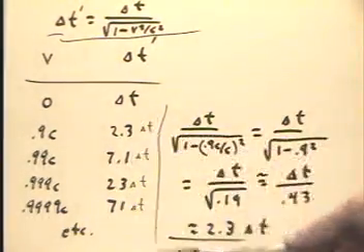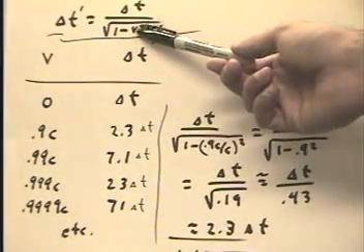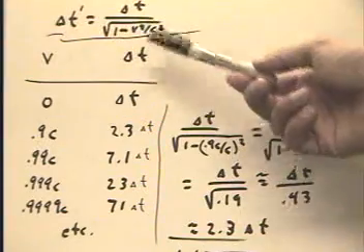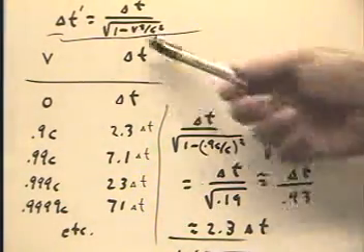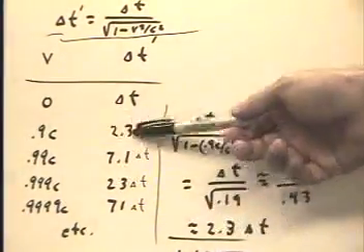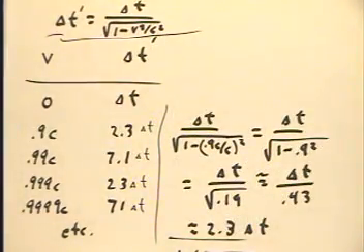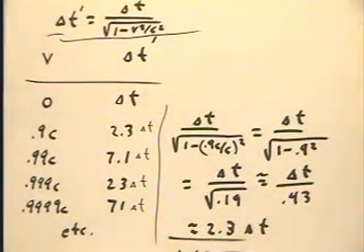Now how do we get these numbers? If v equals 0.9 c, we just put in 0.9 c here, square it, and divide by c squared. We're going to get 0.81. 1 minus 0.81 is 0.19. The reciprocal of the square root of 0.19 is 2.3. I said that fast, but it's just a matter of plugging this in for v and doing the rest.